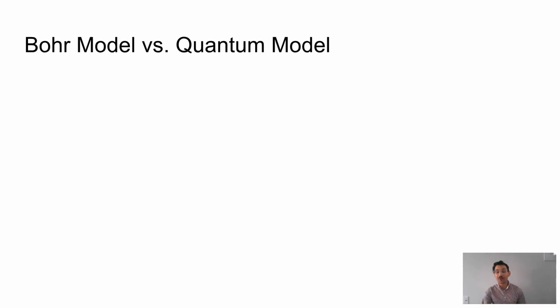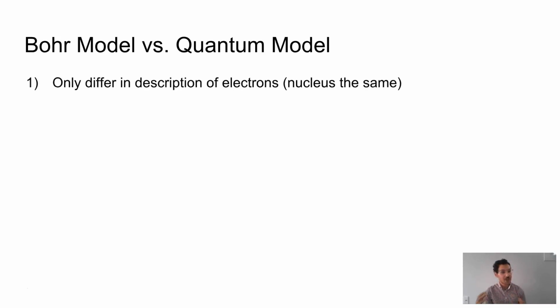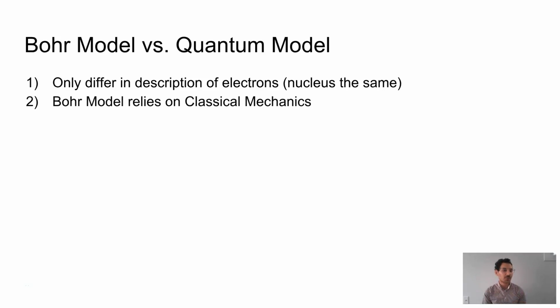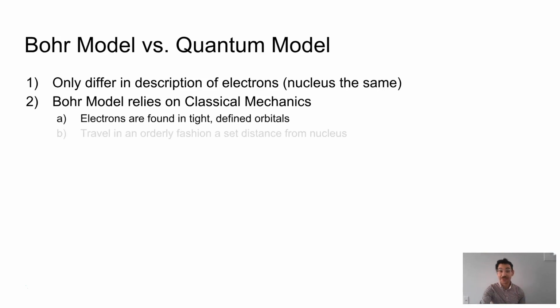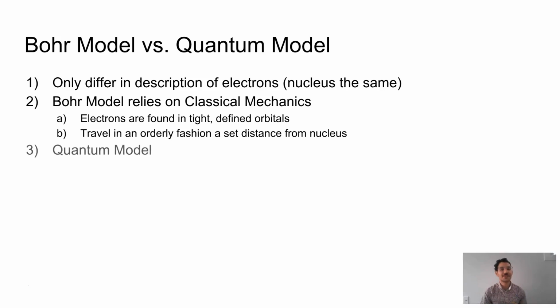Anywho, Bohr model versus the quantum model. Let's talk about that more. The main way they differ is in the description of the electrons. In both of these, we talk about the nucleus the same way, because the nucleus is big enough that it's not really great to model with quantum stuff. The Bohr model relies on classical mechanics with tight fixed orbits for our electrons. They travel in a nice orderly fashion, set distances from the nucleus.